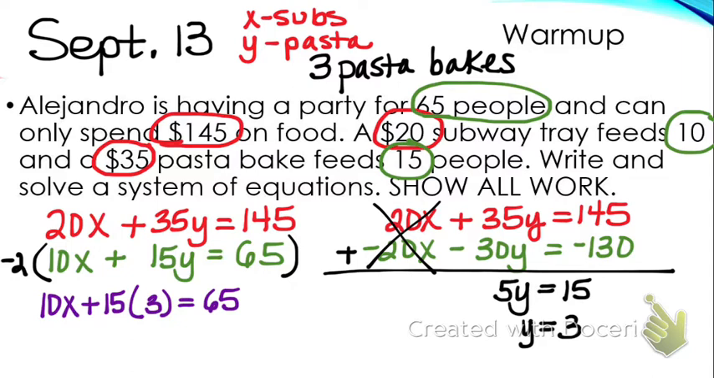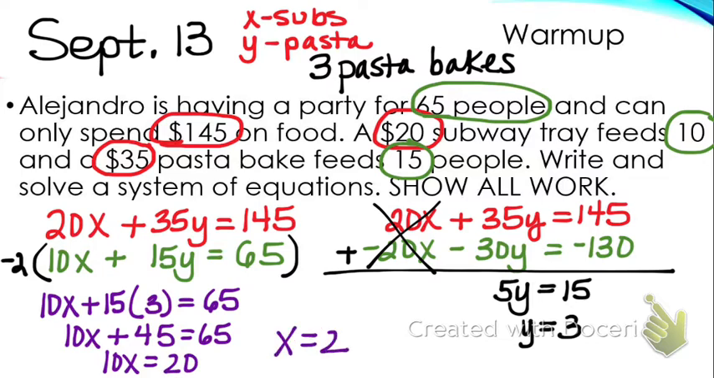So 15 times 3 is 45. Subtract 45 from 65 and you get 20. So what would x be? 2. X equals 2. So he needs to order 3 pasta bakes and 2 sub trays. And that would be your solution. You will have a word problem on the test.